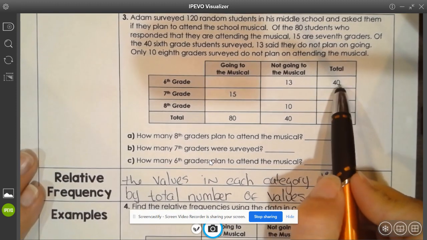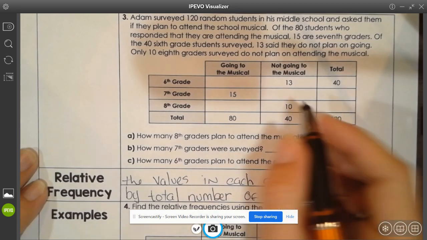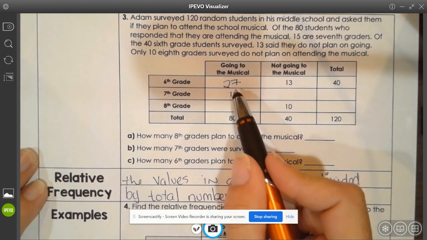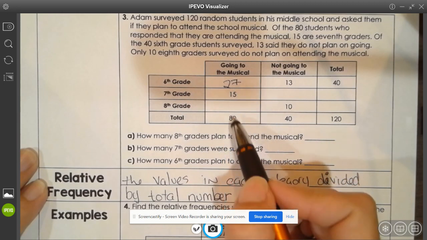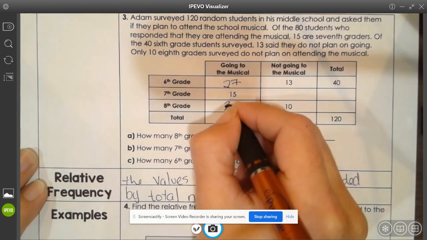So basically, we have the total here. To find this number, we can just subtract 13. So 40 minus 13, that is 27. So this number is 27 here. We also have that, so we can add this one and subtract it from this one to get this number. So that's 80. So that's 27 plus 15 equals 42. So that's 80 minus 42. That would be 38 that goes here.